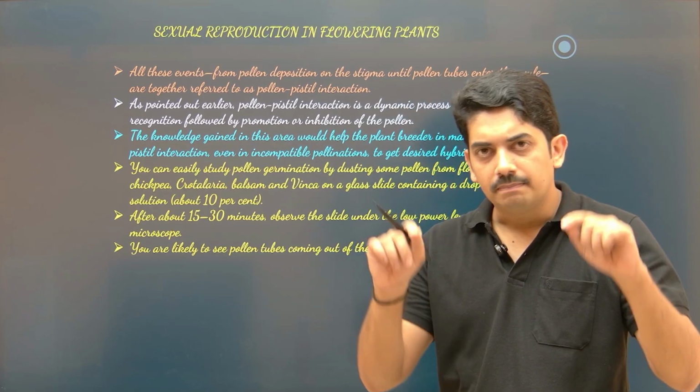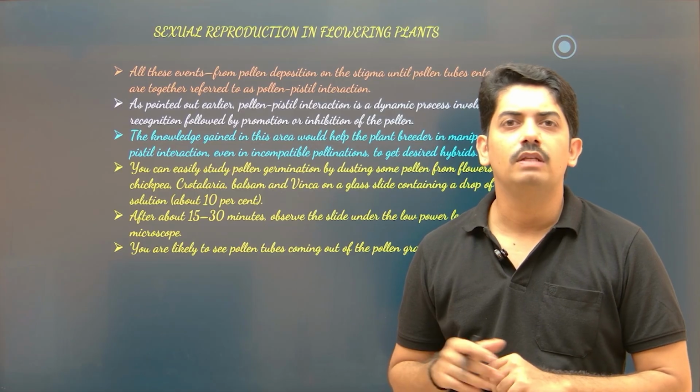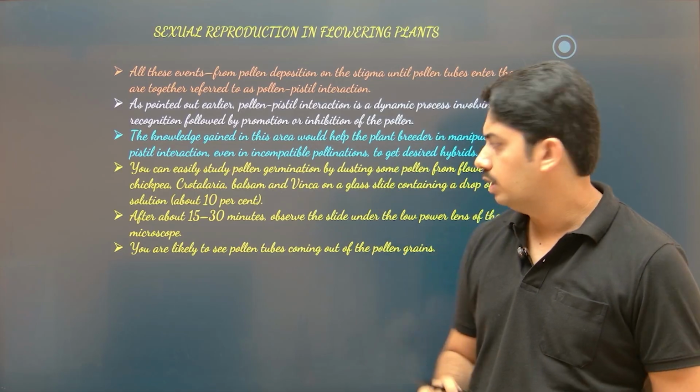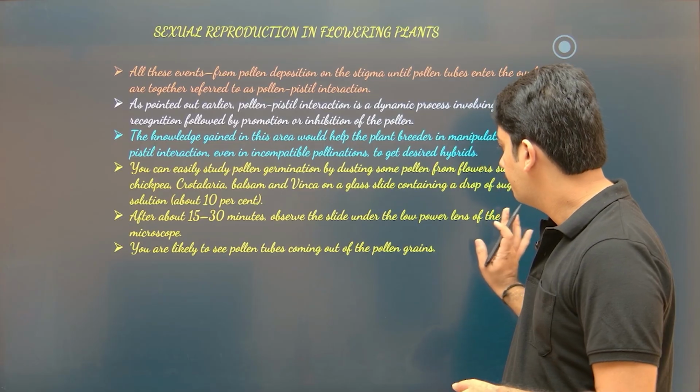So there are multiple germ pores. A small pollen tube will be formed in those areas, and one of the germ pores produces a very long pollen tube.